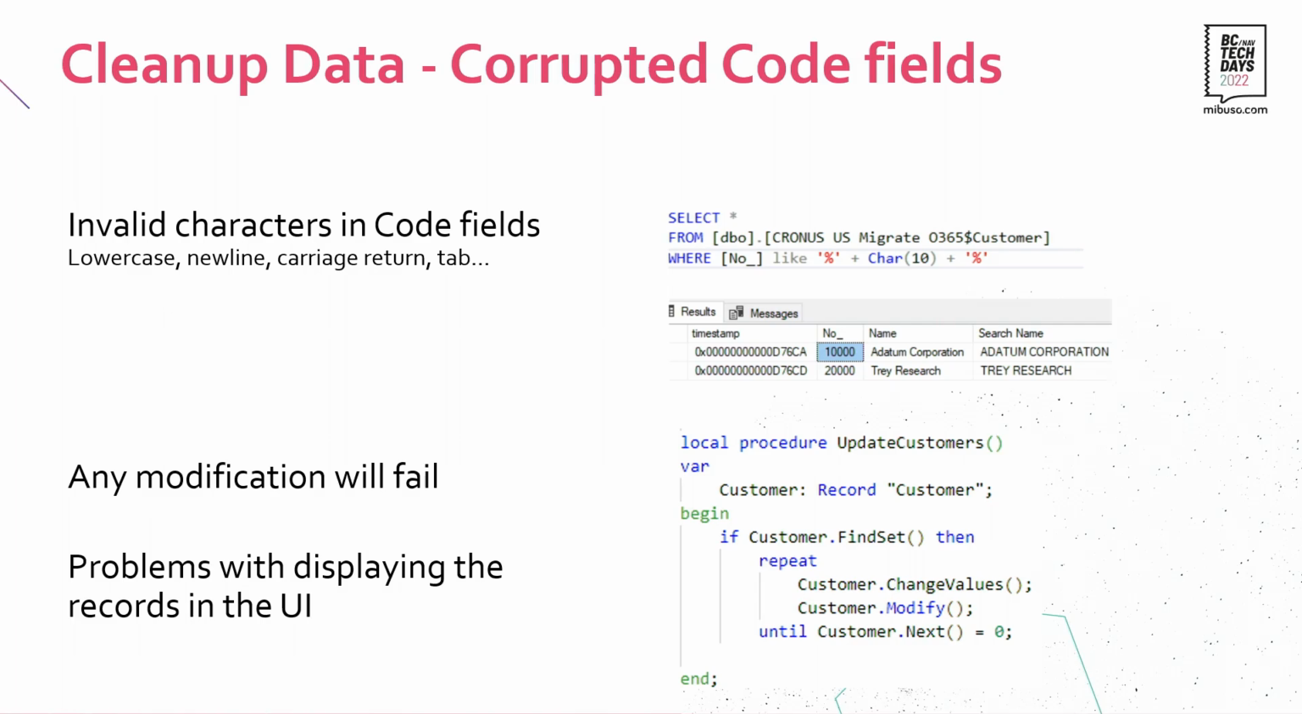And we are often seeing issues with a loop like this one. If you do customer find set, and then you loop and modify the customers, when we reach one of these two customers, it is going to fail with the error record does not exist, because the platform is unable to read the records with new line characters.